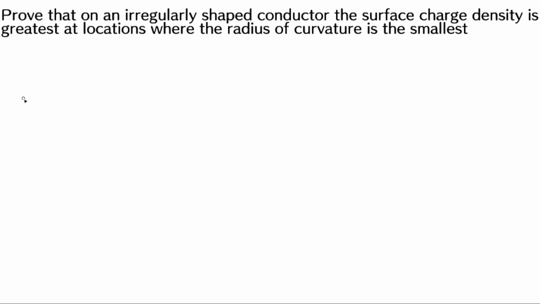So this question reads, prove that on an irregularly shaped conductor, the surface charge density is greatest at locations where the radius of curvature is the smallest. So this might be a multiple choice question where you just need to know that when the radius of curvature is smallest, it means that the surface charge density is the largest.